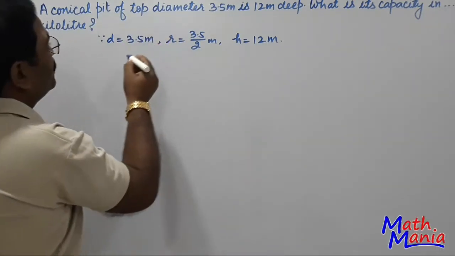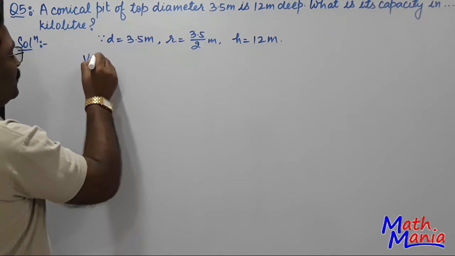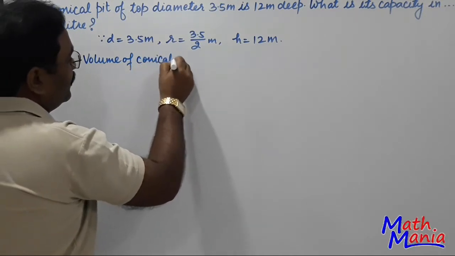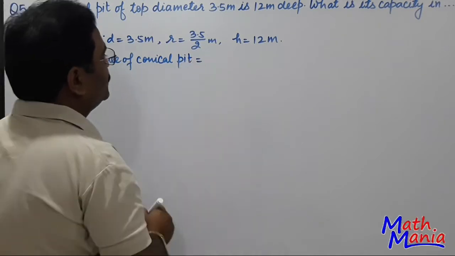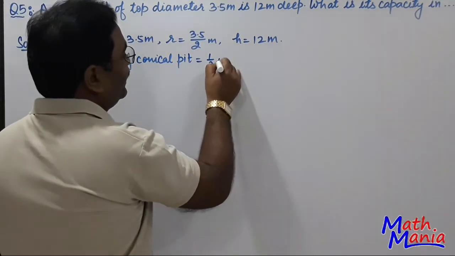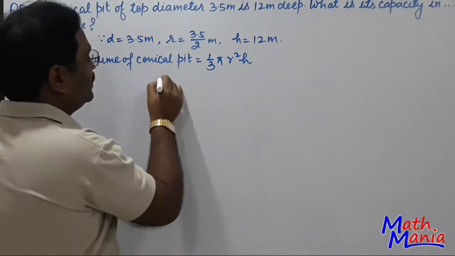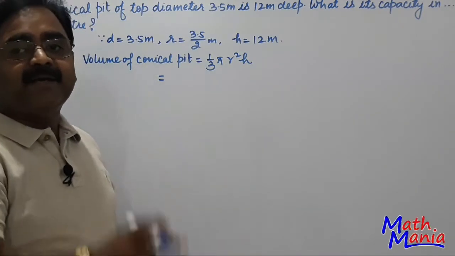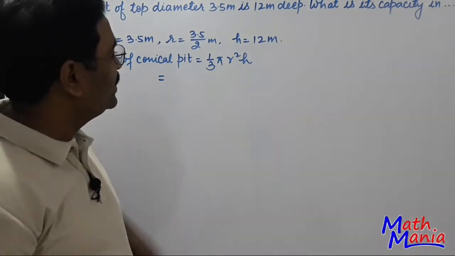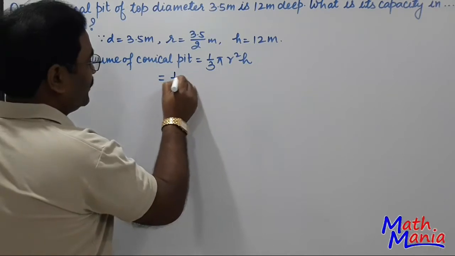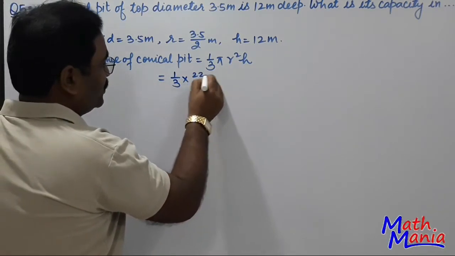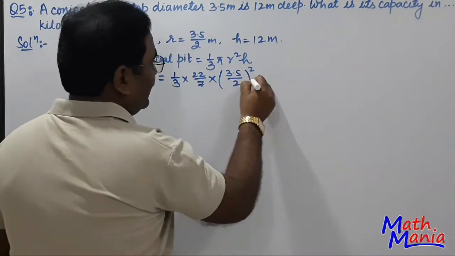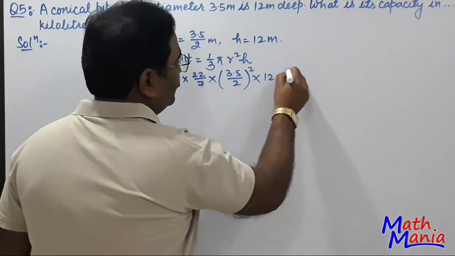So the volume of this conical pit is equal to 1/3 pi r square h. Why 1/3 pi r square h? Because it is in the shape of a cone, and we know that the volume of a cone is 1/3 pi r square h. Substitute the value of radius and height: 1/3, pi is 22/7, radius is 3.5 upon 2 square, and height is 12 meter cube.